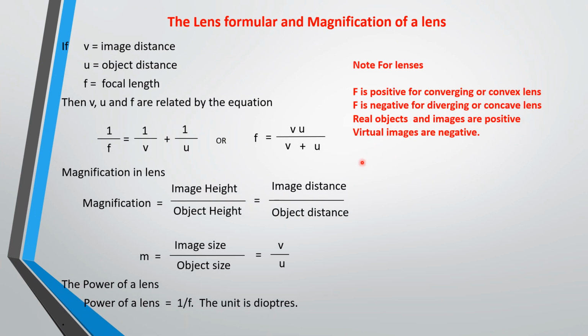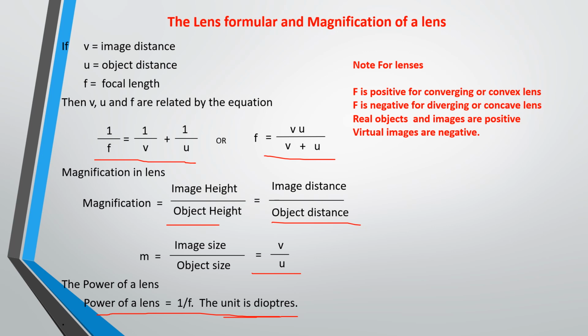Okay, so as I said, we are looking at the lens formula and magnification of a lens. So if you look at this equation, you know that these are just exactly the equations we used when we were talking about curved mirrors. So the equations remain the same, nothing has changed. Magnification is image height over object height equals image distance over object distance, or image size over object size. Then another equation that you need to know is the power of a lens. The power of a lens is equal to the reciprocal of the focal length, and the unit is diopters.